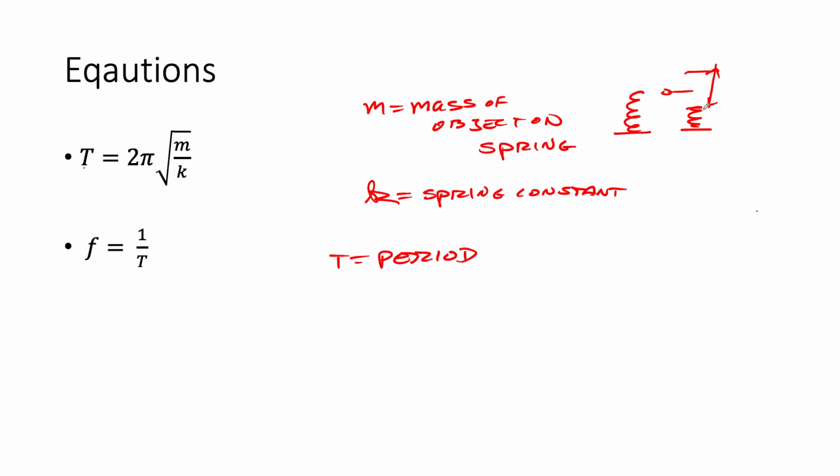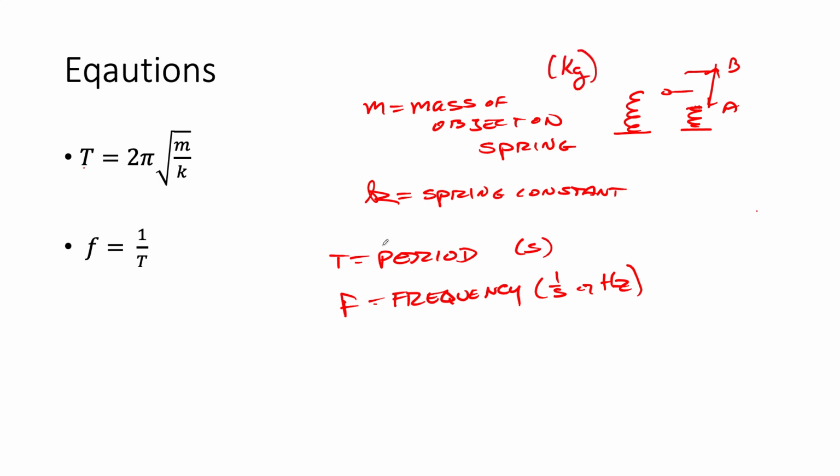And the period is the time it takes to go from here up and back. So like a pendulum, if we start here, the period is the time it takes to go from point A to point B, back to point A, going the same direction, going back up. So this is what we call the period. F is the frequency, how many times it does that per second. So the period must be in seconds, frequency must be in 1 over seconds or hertz, and mass is going to be in kilograms. And I hope this all makes sense.